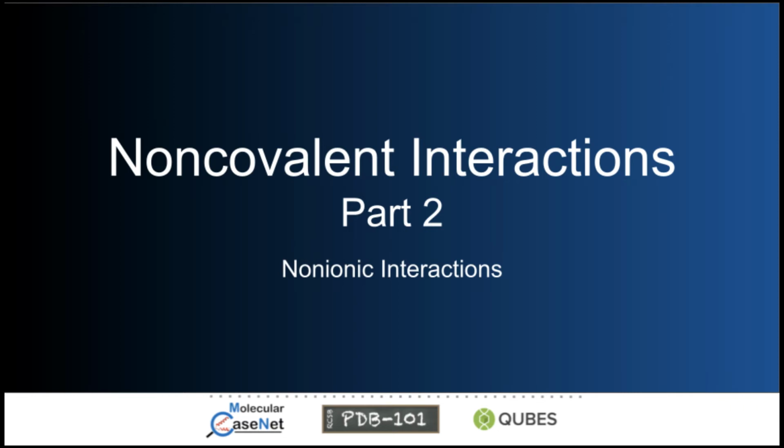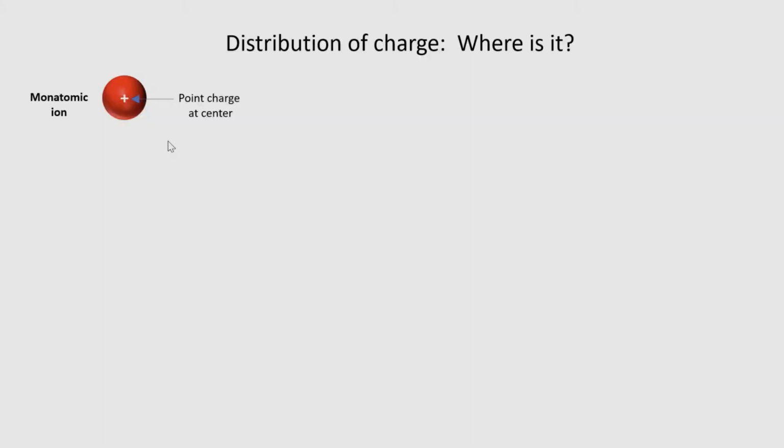In this second video on noncovalent interactions, we will focus on non-ionic interactions. First, let's review monatomic ions. For sodium plus, for example, the charge is a full +1 located at the center of the ion because it acts as a point charge.